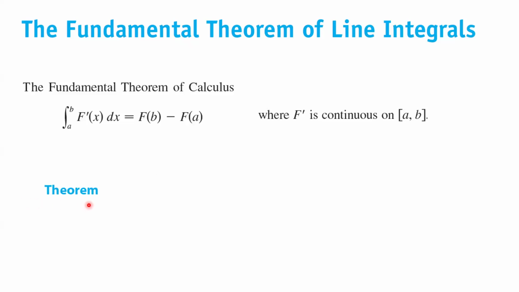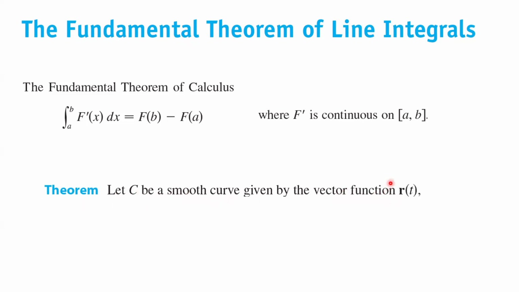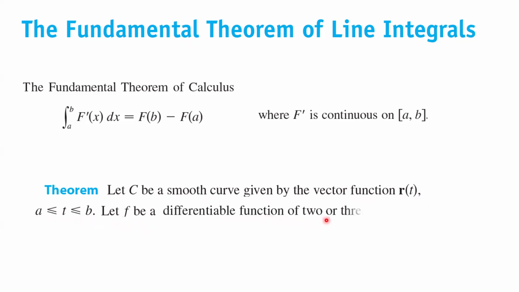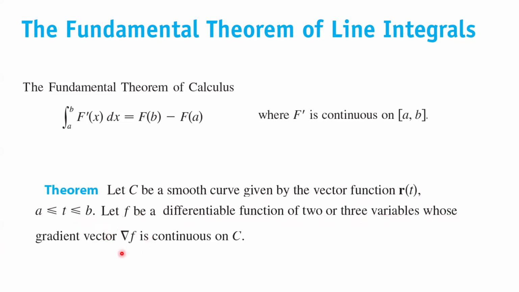We're going to introduce this theorem that says now suppose C is a smooth curve given by the vector function r of t, where t is bounded between a and b. So you have this given interval. Let f be a differentiable function of 2 or 3 variables whose gradient vector, which is denoted by nabla f, is continuous on C. And again, C is a smooth curve given by a vector function r of t.